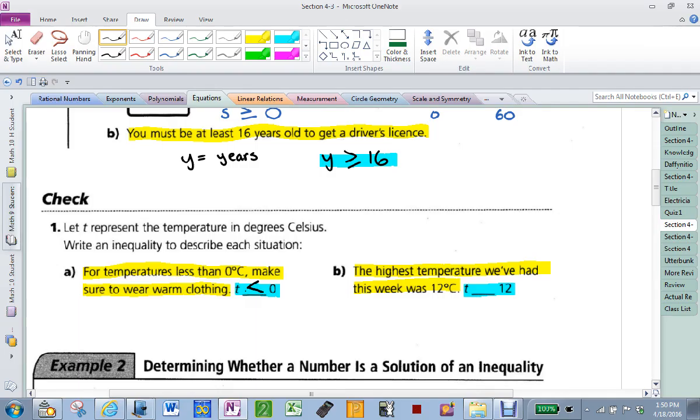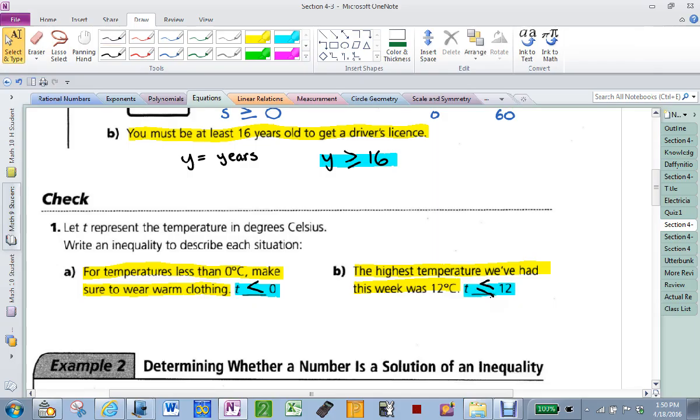The highest temperature we had this week was 12. Did we get to 12? Yes. The highest temperature we've had this week was 12. So every temperature was 12 or lower, correct? Yes. So the temperatures have been less than or equal to 12. I see everybody writing now.